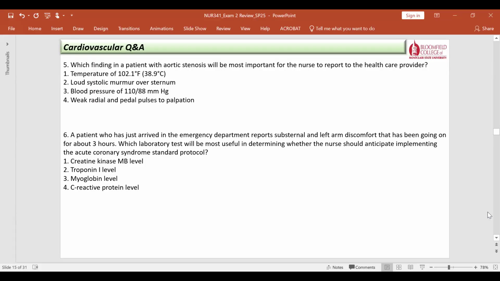A patient who has just arrived in the emergency department reports substernal and left arm discomfort that has been going on for about 3 hours. Which laboratory test will be most useful in determining whether the nurse should anticipate implementing the acute coronary syndrome standard protocol?